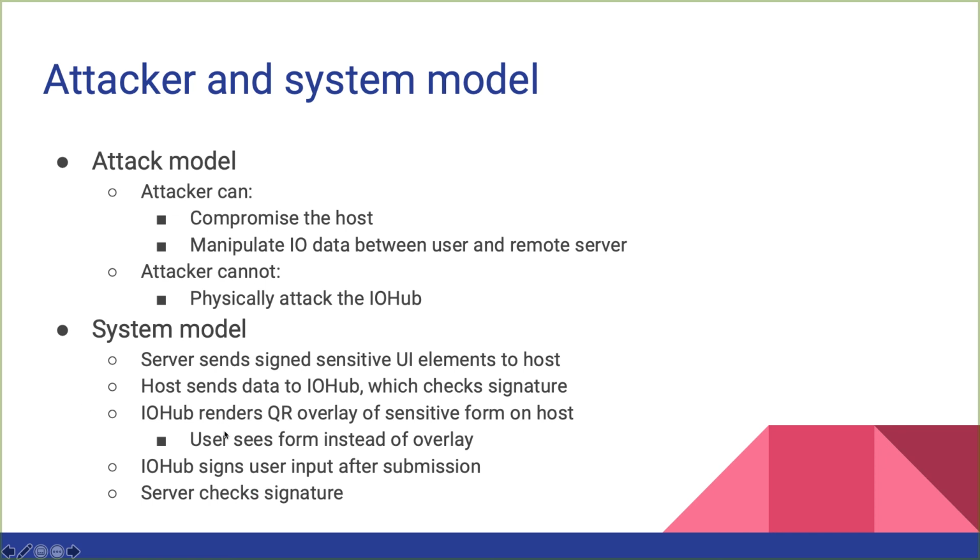As the user is typing into the form, our IOHub intercepts the keyboard and the mouse. What the attacker sees is a frozen mouse and keyboard, like nothing's happening, whereas on the user side, they see a cursor and keys and words being typed. Then when the user clicks submit, IOHub signs the user data and sends it to the server. And if the attacker tries to submit it, like an early submission attack, the signature won't match.